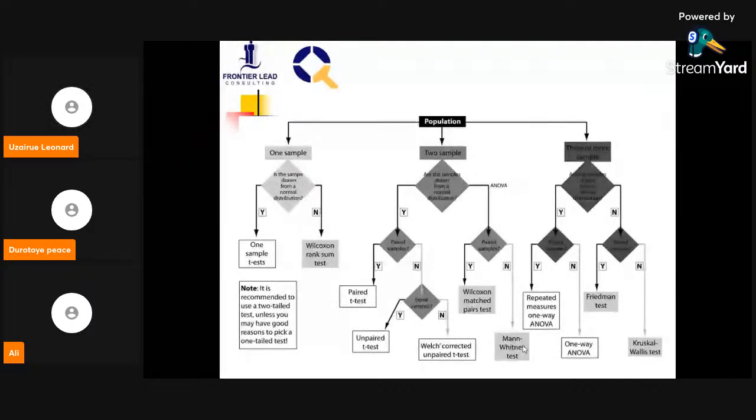Then if they are not normally distributed, but they are paired, you run what we refer to as the Friedman test. Then the next thing is, if they are not normally distributed and they are not paired, then run what we refer to as, that is, the Kruskal-Wallis test. The Kruskal-Wallis test is what we usually run on that kind of study.